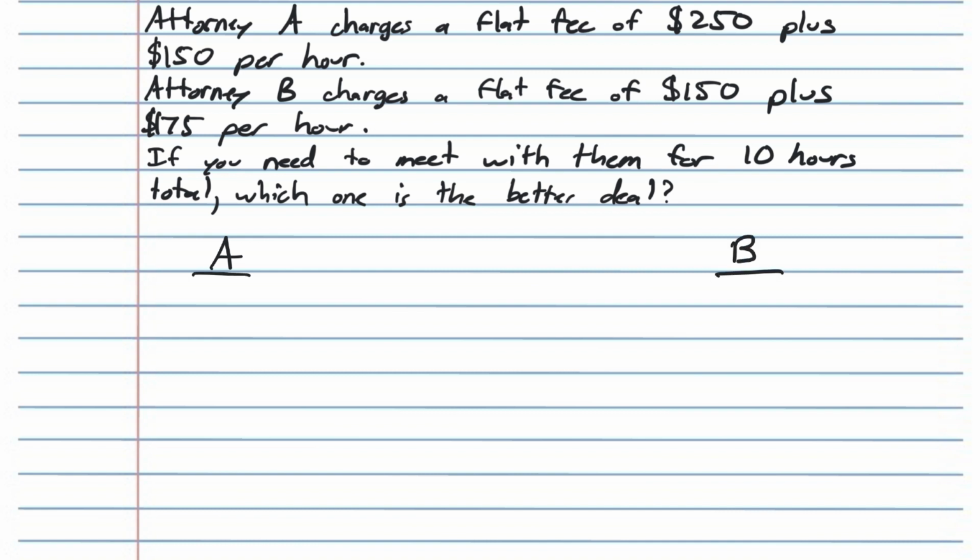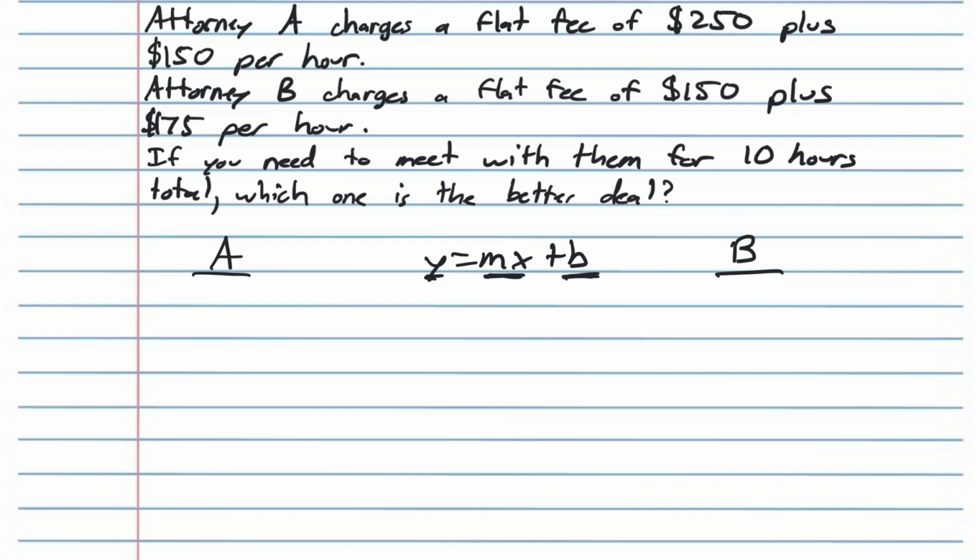Again, the structure is going to be the same for both, right? y is equal to mx plus b. And where b is the amount that is not changing, right? In this case, it's the flat fee. And then the mx part is the part that is changing. And y is the total amount, which we don't know in either scenario. Okay, so let's set up attorney A.